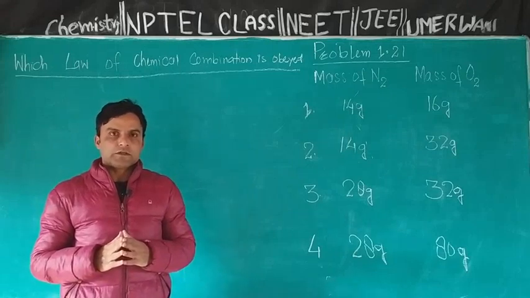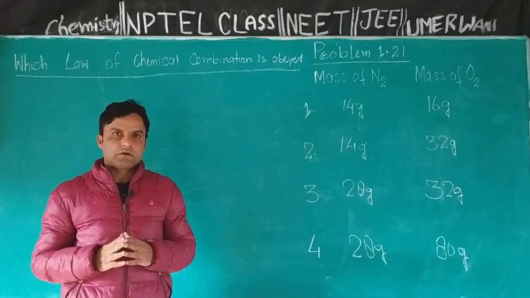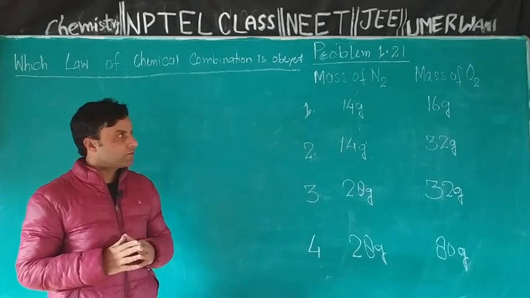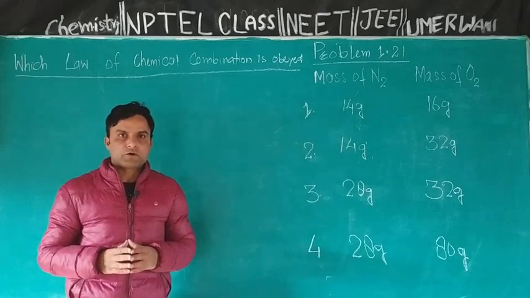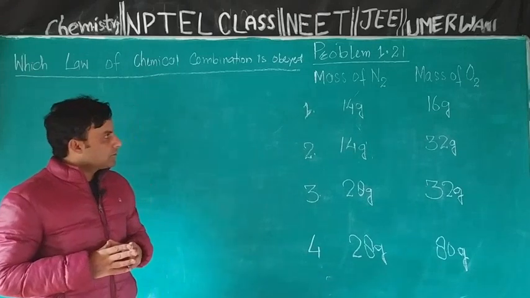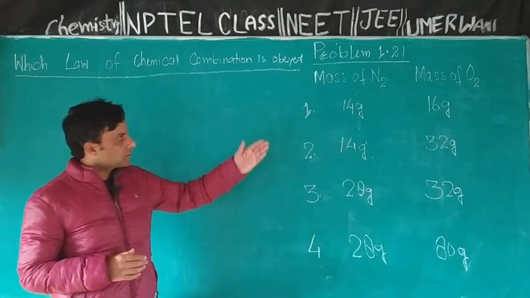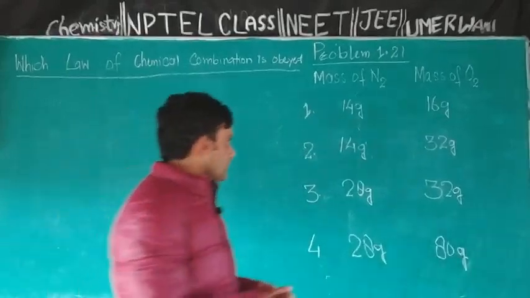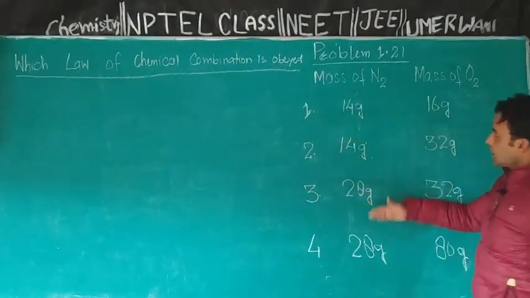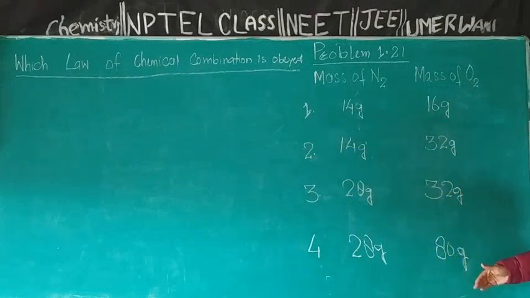You are watching NPTEL Chemistry E-class and I am Chemistry Detective with the solution of one new Chemistry class 11th NCERT problem. So our problem is that the following data is obtained. This data is obtained on reaction of dinitrogen and dioxygen during their formation of different compounds.